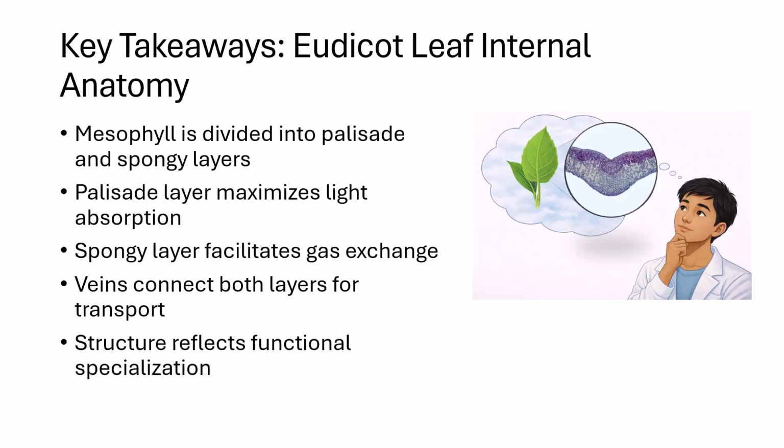Eudicot leaves show internal specialization through the separation of mesophyll into Palisade and Spongy layers. This arrangement allows efficient light capture, gas diffusion, and transport, demonstrating once again how plant anatomy reflects functional demand.